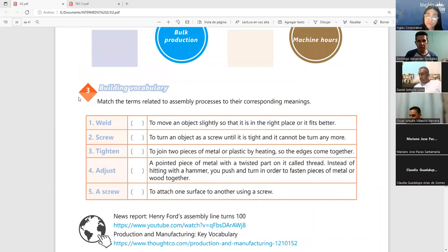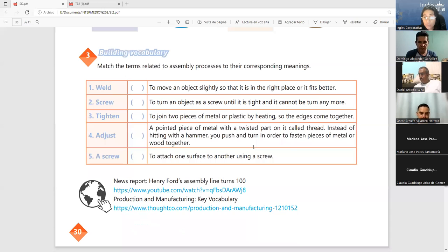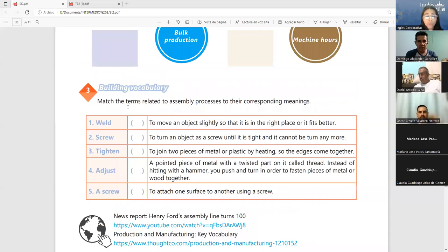Now, we're going to work on this, page 30, exercise 3, building vocabulary, igual que esta, building vocabulary. It's important for us to know this. All right, now, what I want you to do says match the terms related to assembly processes, to their corresponding meanings. So here we have weld, screw, tighten, adjust, a screw. Puede ser que hay varias que no conozcan, and that's okay.